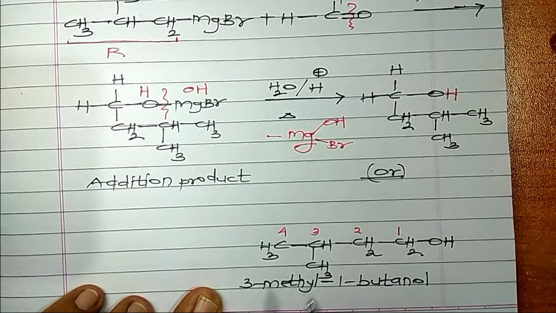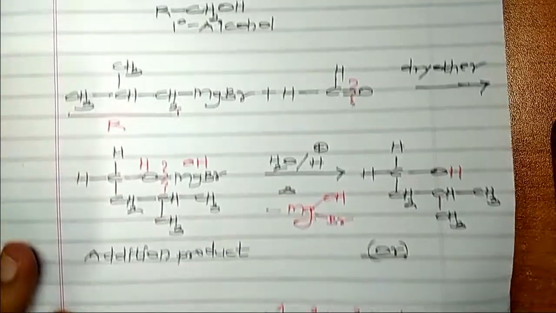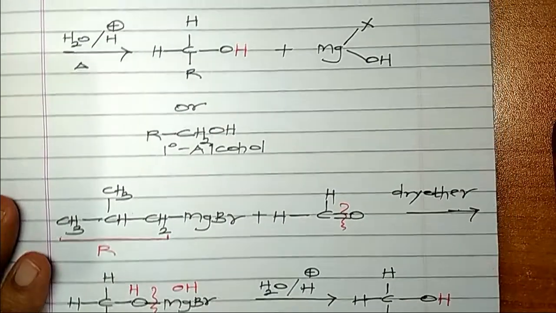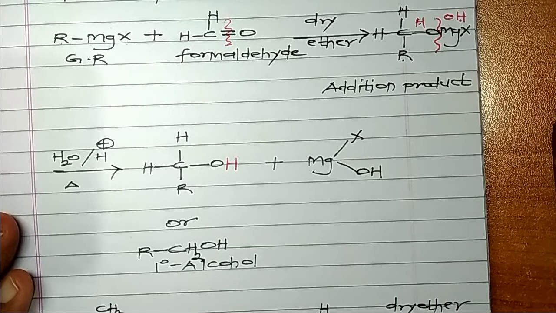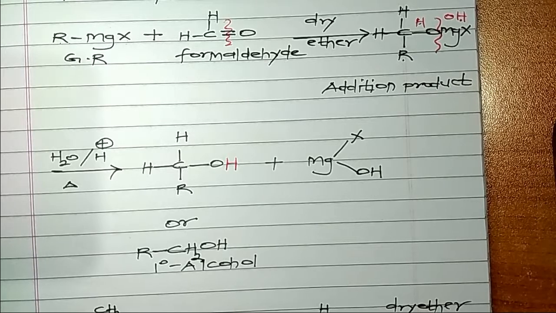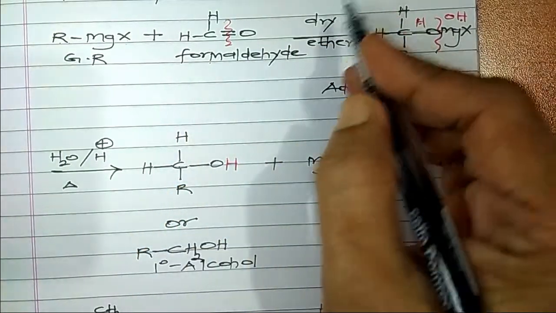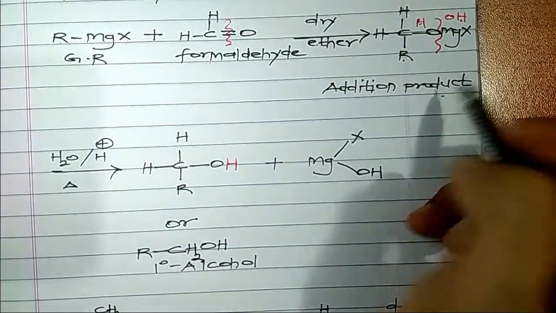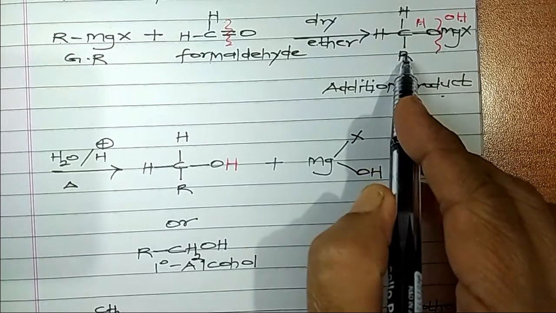Now this is nothing but a primary alcohol. So this is how you prepare a primary alcohol, starting with a Grignard reagent and formaldehyde. So the general reaction you have to understand so that you can play with the values of R and prepare varieties of primary alcohol. The general reaction, I repeat: Grignard reagent, RMgX, reacting with formaldehyde in the presence of dry ether, you get an addition product. Subject this to hydrolysis.